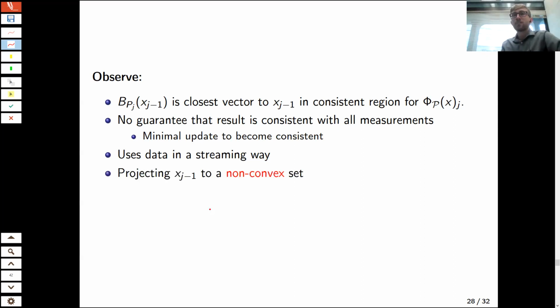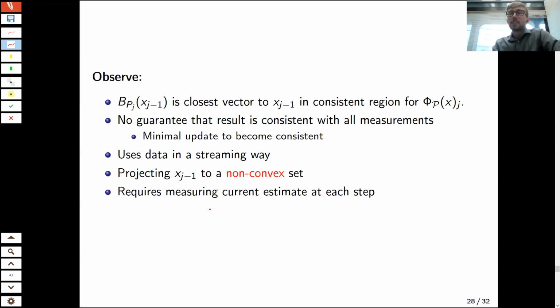But some downsides are that we're projecting a unit vector onto a set on the sphere, and the set is non-convex, and so analyzing how this converges is not obvious. And also, we have to determine whether our current estimate is consistent or not, which means we have to measure the current estimate. But that is a very small overhead to add.